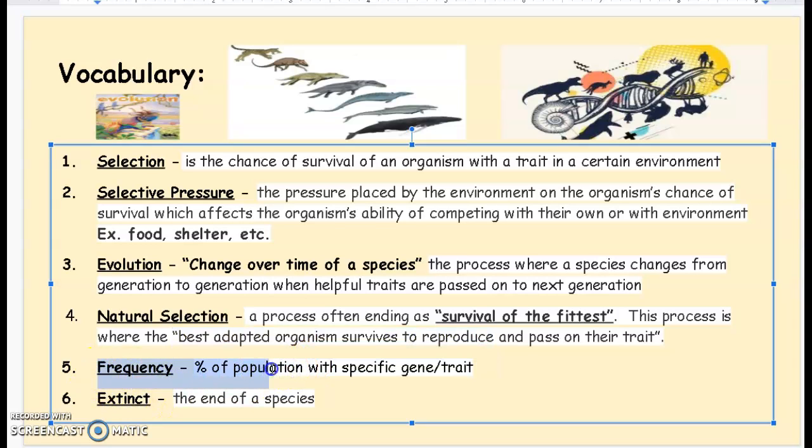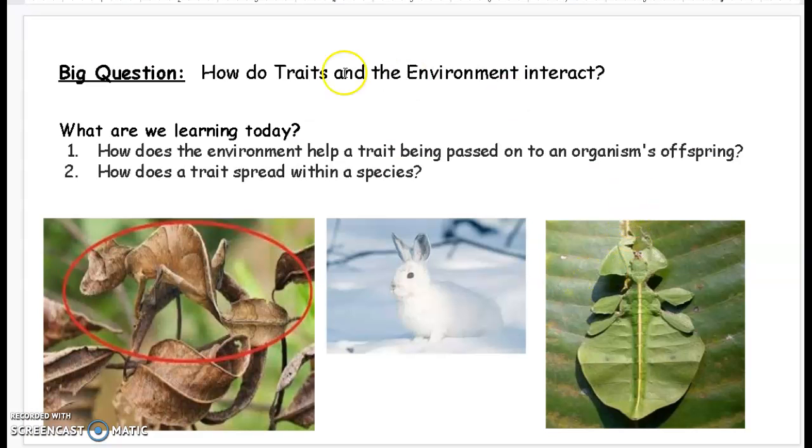Frequency. Once again, it's the percent of a population with a specific gene or trait. Now, there are cases where after natural selection happens, no one survives. Everyone dies, and that is the end of the line. That is the end of a species, and so you're extinct. And so now we have a new big question. How do traits and the environment interact? So the interaction between trait and environment.